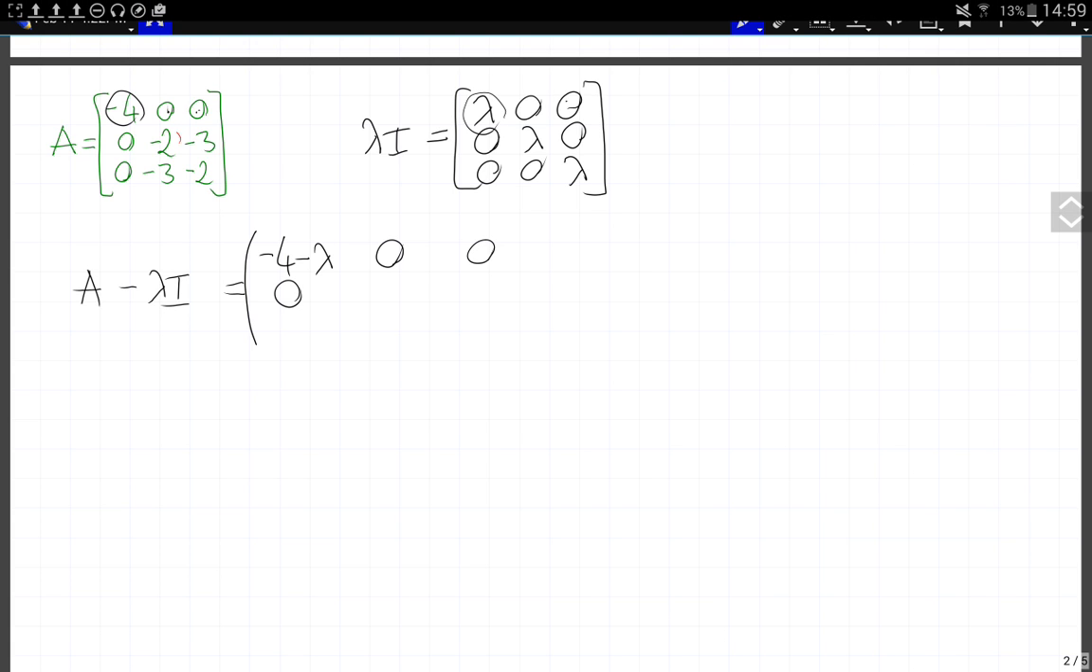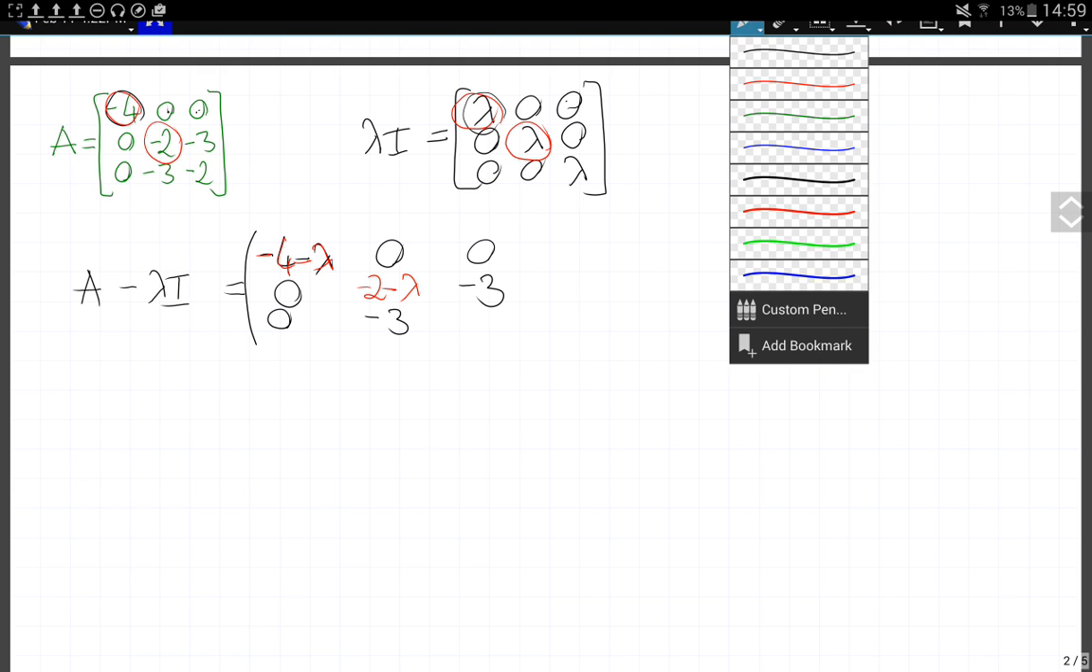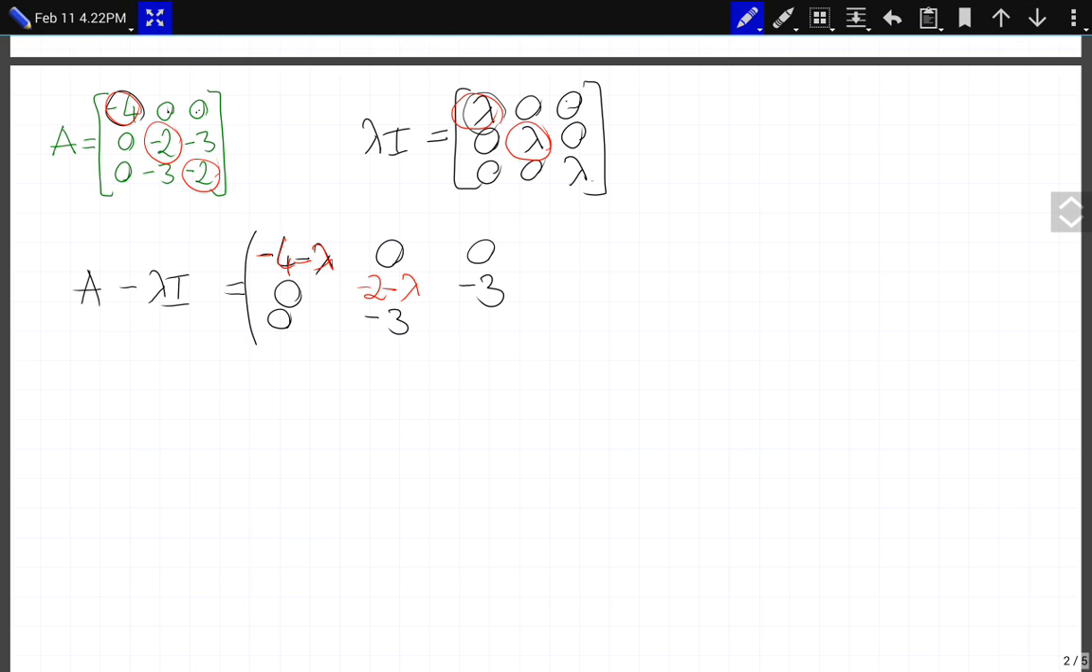Then we have minus 2. I'm going to use a different color for that. Minus 2 minus lambda. And use this here. And then minus 3 minus 0 is just minus 3, then again 0. We have minus 3 minus 0 is minus 3. And then minus 2 minus lambda goes here.